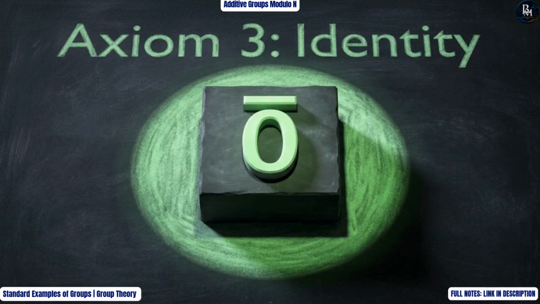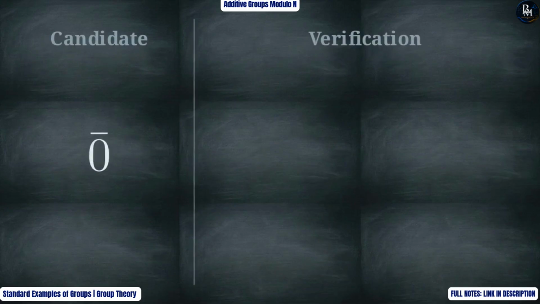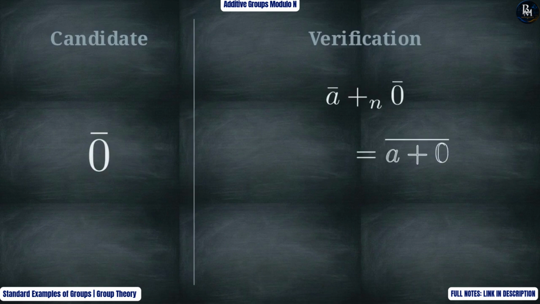For axiom 3, we propose the 0 residue class as the identity element. Adding 0 bar to any class a bar yields the integer sum a plus 0. This results in the original class a bar, verifying that 0 bar is the identity.